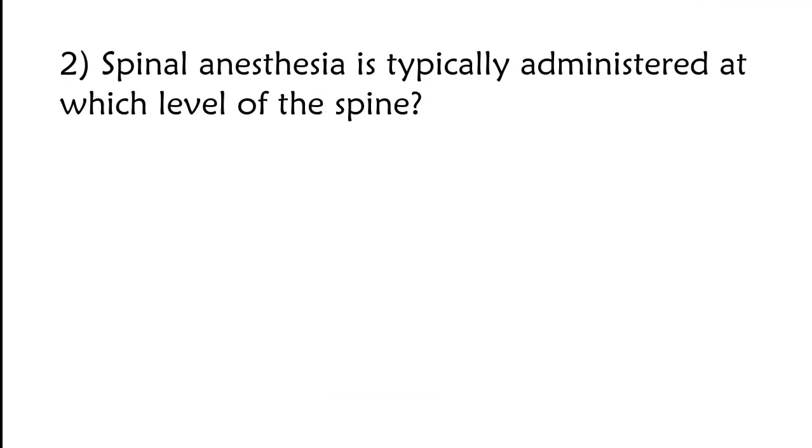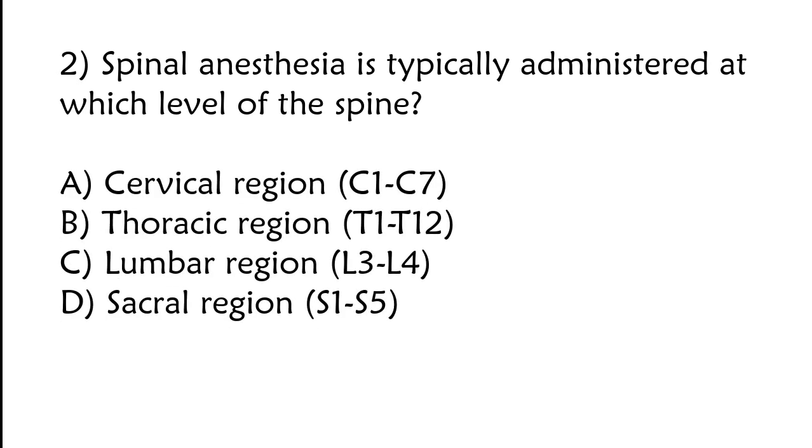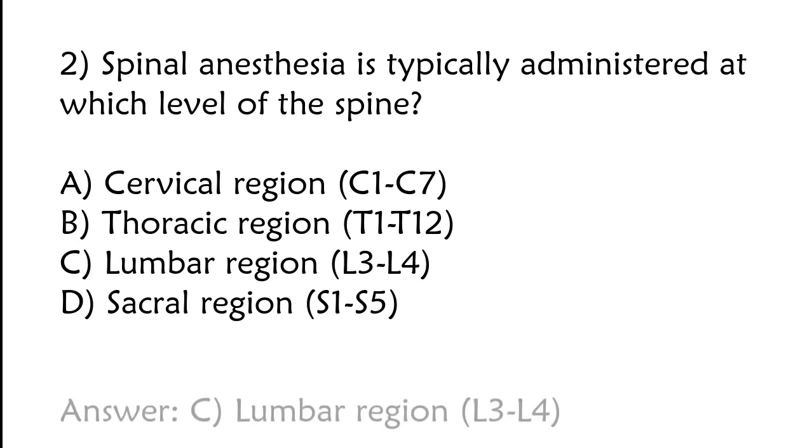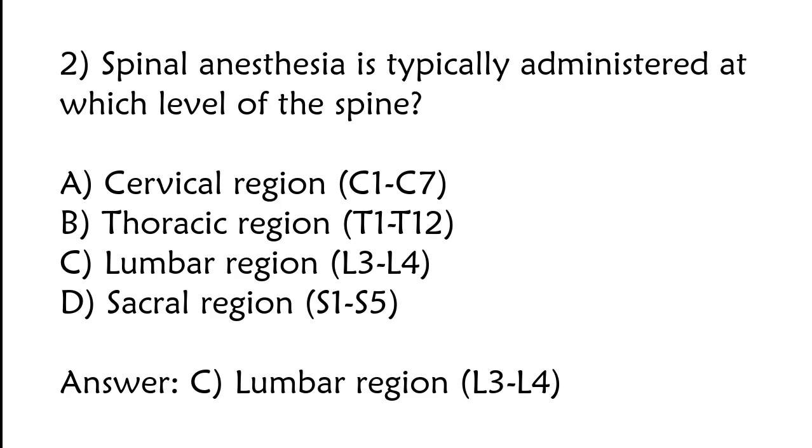Spinal anesthesia is typically administered at which level of the spine? Cervical region, thoracic region, lumbar region, sacral region. The correct answer is option C, lumbar region.